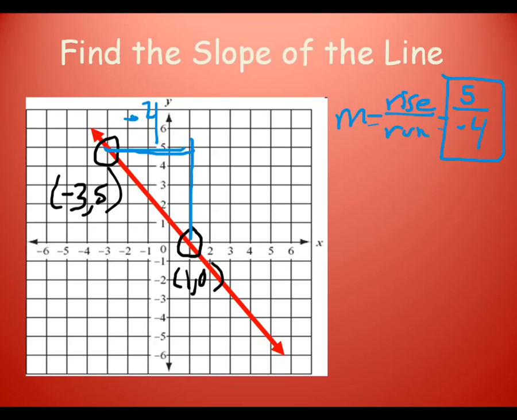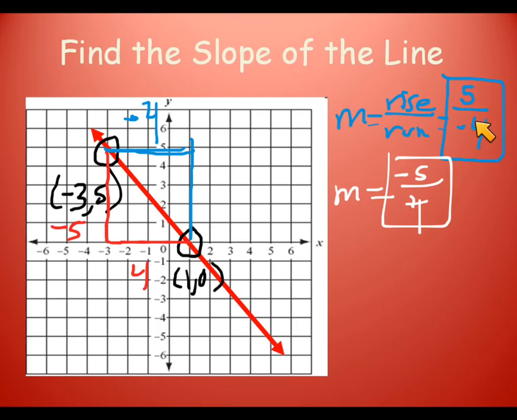If you went the other way, let's say you went this way. I went to go from this point to this point. I will go down 1, 2, 3, 4, 5. So that's negative 5 because I went down. And then I go to the right 1, 2, 3, 4. I went to the right, so that's positive. These are the same thing.